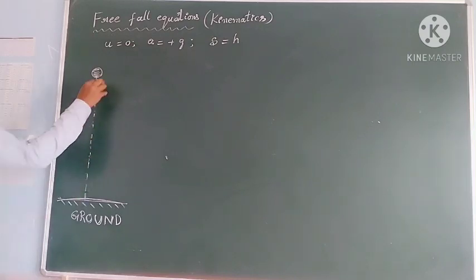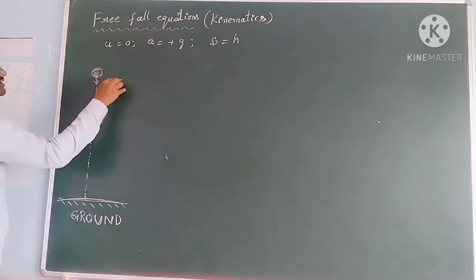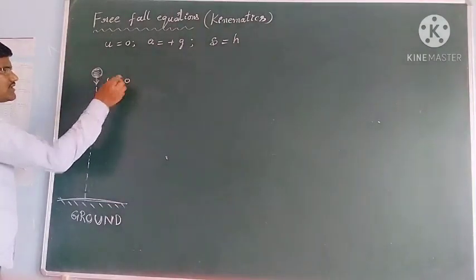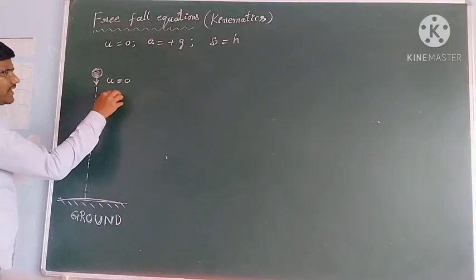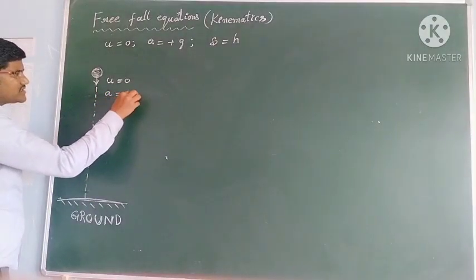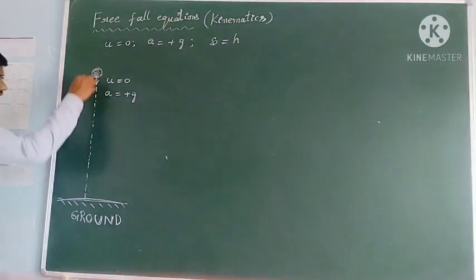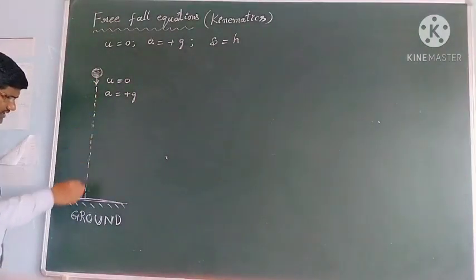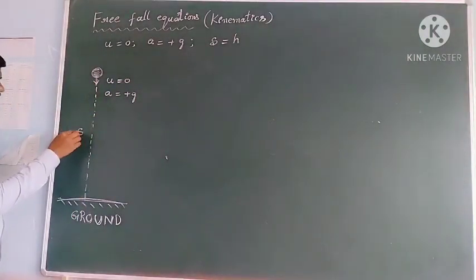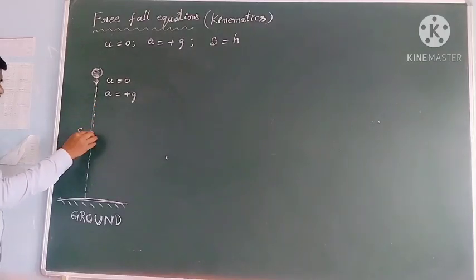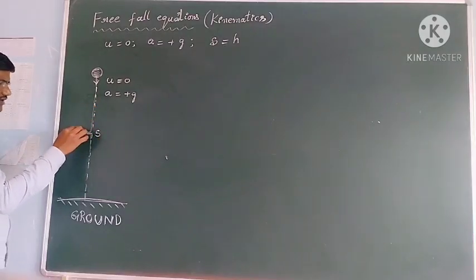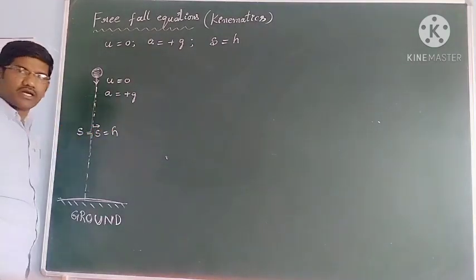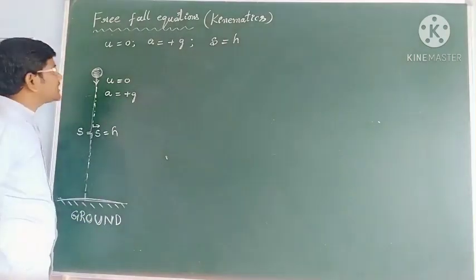So for a freely falling body, initial velocity u is equal to 0 and a is equal to plus g, so you know that. And displacement, how much it has fallen, is also in a particular direction, so it can be called a distance or displacement. It is also called the height fallen, so you can call it height or displacement.